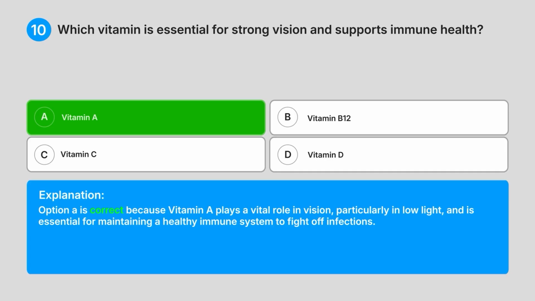Explanation: Option A is correct because vitamin A plays a vital role in vision, particularly in low light, and is essential for maintaining a healthy immune system to fight off infections.